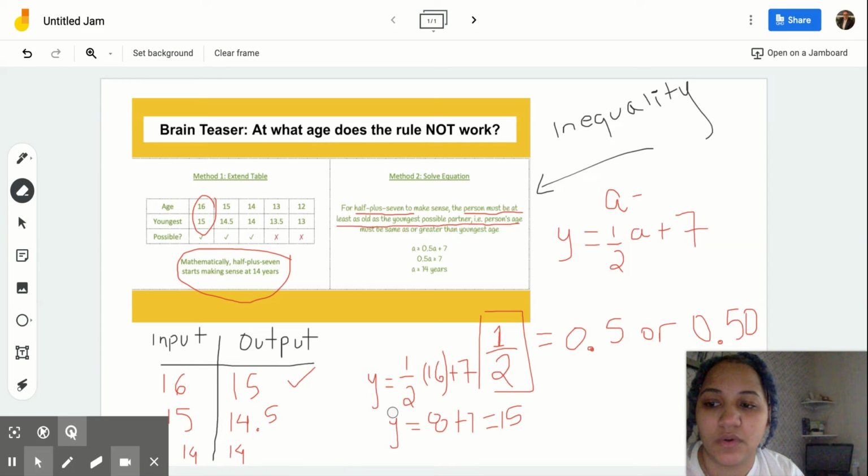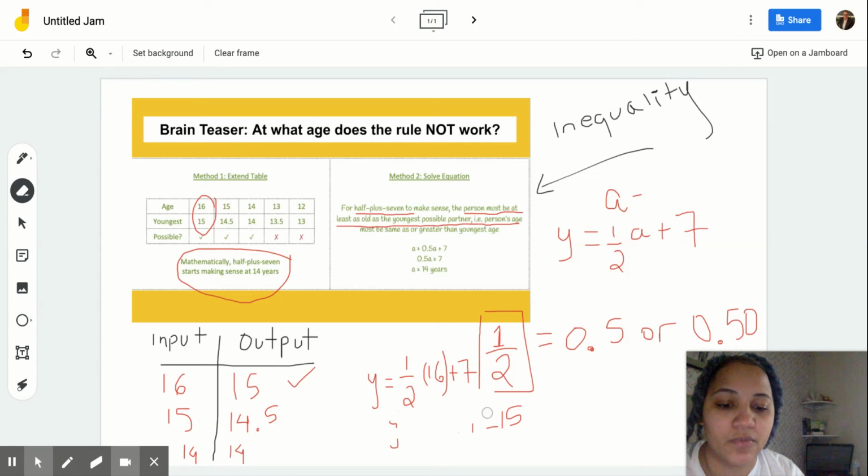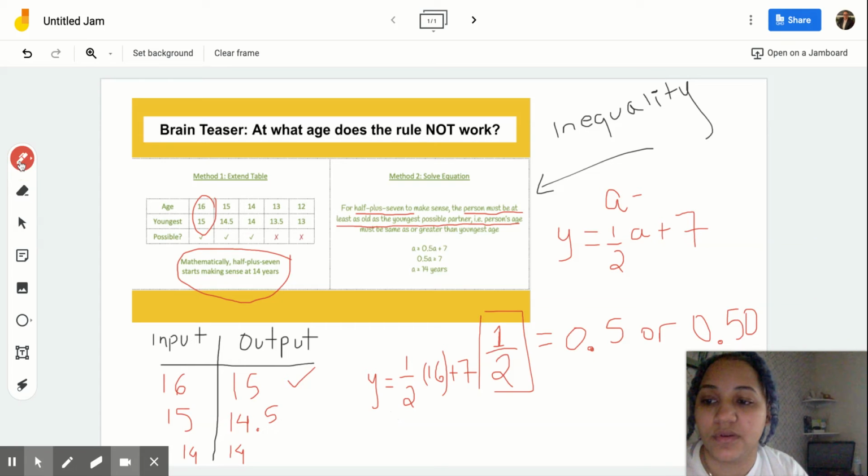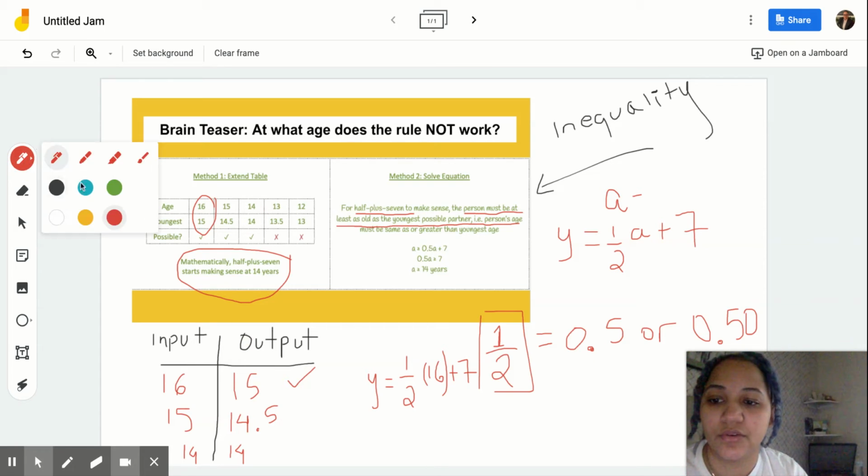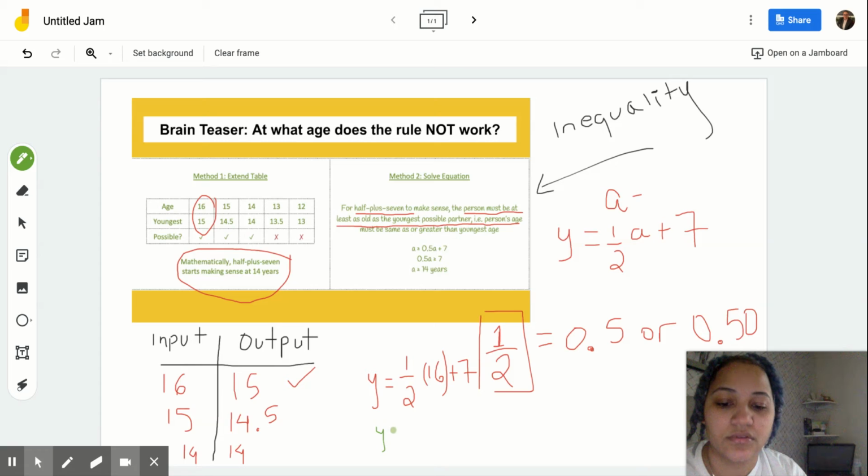Now I am going to have 13 as my input, the older person's age. I'm going to do an example with 13, and I'll use a different color so that we can differentiate. So y equals 1 half, or 0.5 again, parentheses 13, the older person's age, because the younger person's age is what our output would be. So we're trying to determine how young a person can be in order to date this person. Let's see if it works.